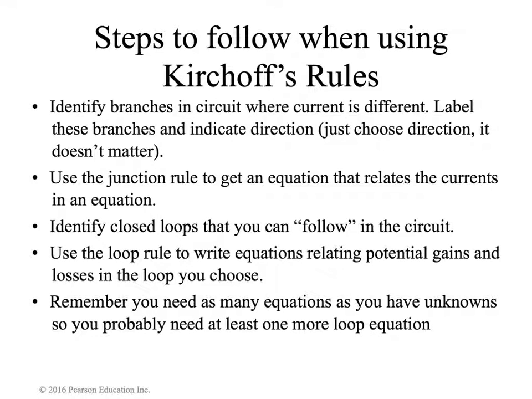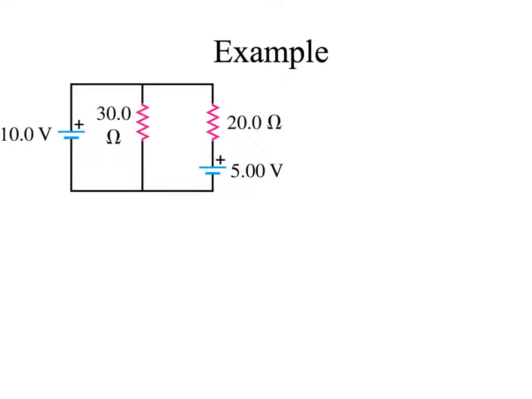Our junction rule will give us one equation. Unfortunately, if you use another junction, often it'll give the same basic equation. So you usually can only use the junction rule for one equation. And then you have to choose 2 loops to give you the 2 additional equations. Those are the loop rules relating to the changes in potential. Then if you have 3 equations in all, you just do the algebra and solve for your unknowns. So let's look at an example.